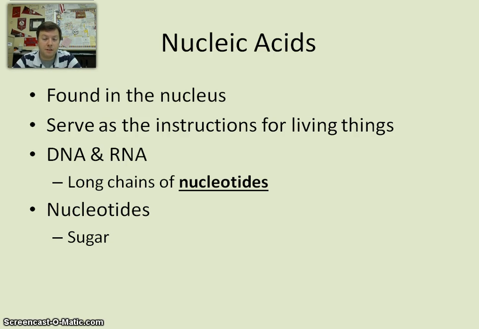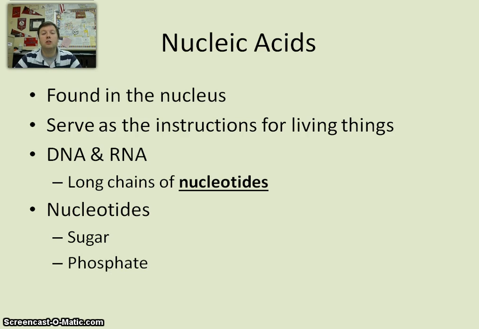Nucleotides themselves have smaller components, one of which is a sugar. The D in DNA is what denotes that sugar. Deoxyribose is the name of that sugar. Remember from our carbohydrate unit, a sugar or a carb is anything that ends in -ose. Now that's not always the case, but it's a good rule of thumb.